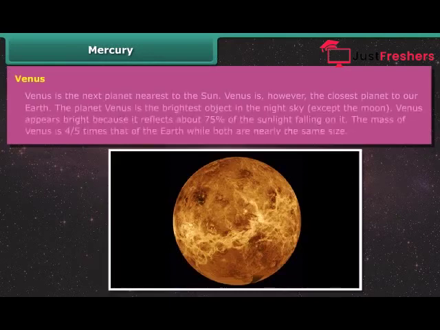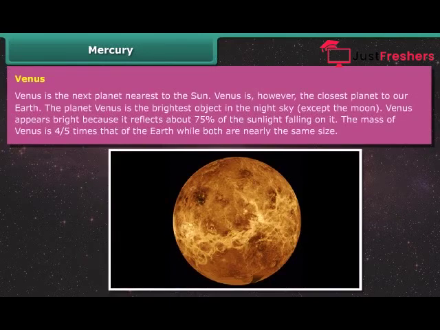Venus. Venus is the next planet nearest to the Sun. Venus is, however, the closest planet to the Earth. The planet Venus is the brightest object in the night sky except the moon. Venus appears bright because it reflects about 75% of the sunlight falling on it. The mass of Venus is 4/5 that of the Earth, while both are nearly the same size.